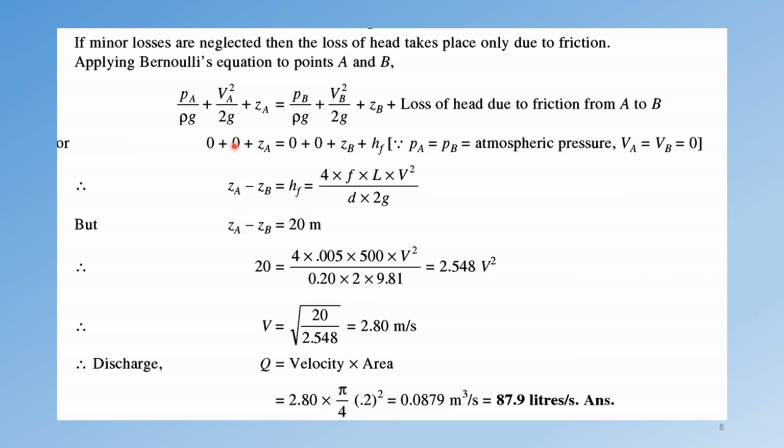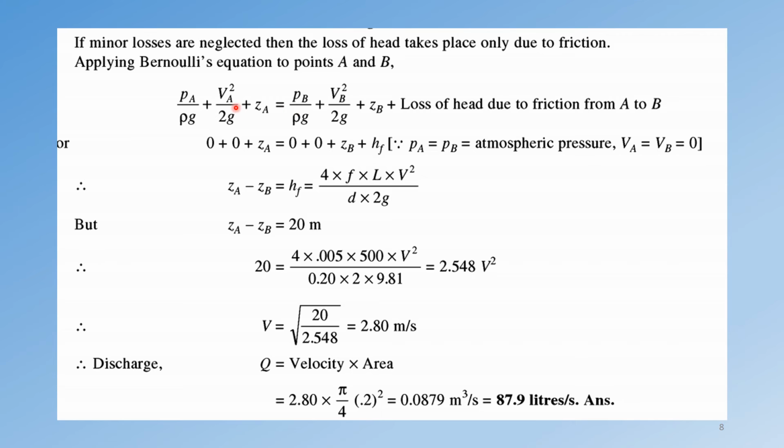Now here PA and PB are the pressures at A and B, which are the tanks. The tank is exposed to the atmosphere, so the pressure there is atmospheric pressure. In our problems, we take atmospheric pressure as the datum of reference, so this can be regarded as 0. We'll write PA is equal to 0 and PB is also 0.